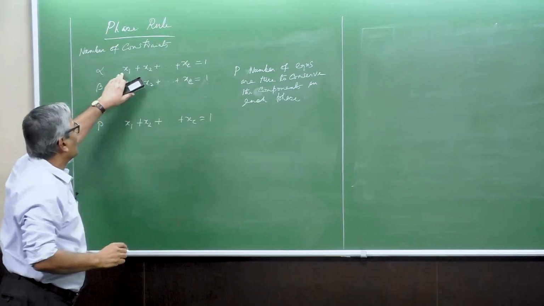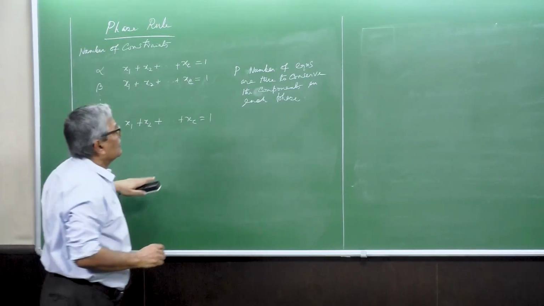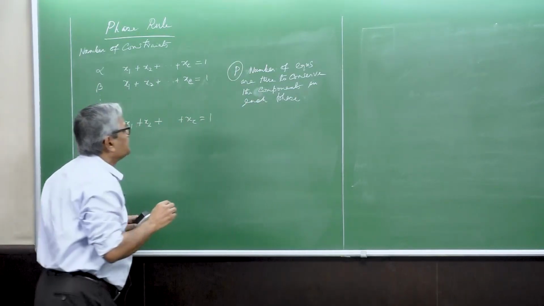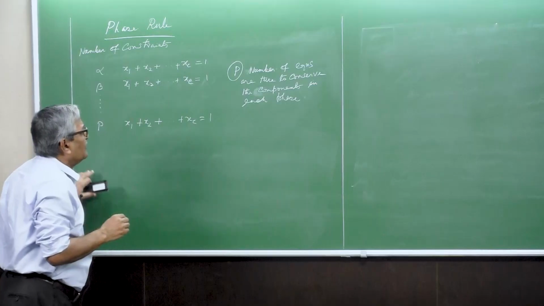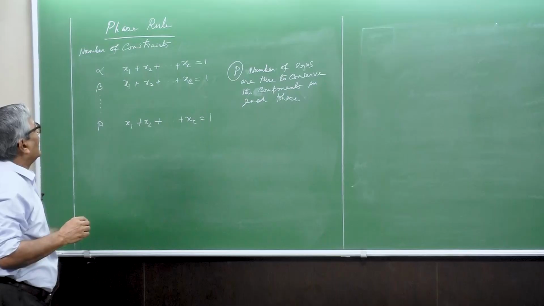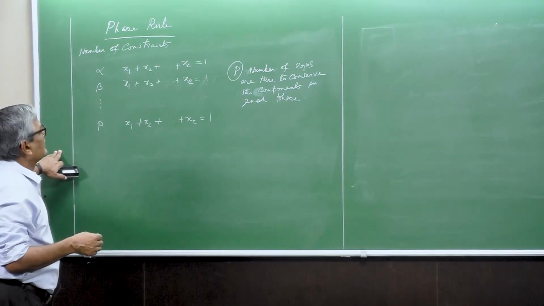It is some kind of conservation for each of these phases. So P is the number of equations, so P number of equations are there. Now we see another thing, how many equilibriums are there.